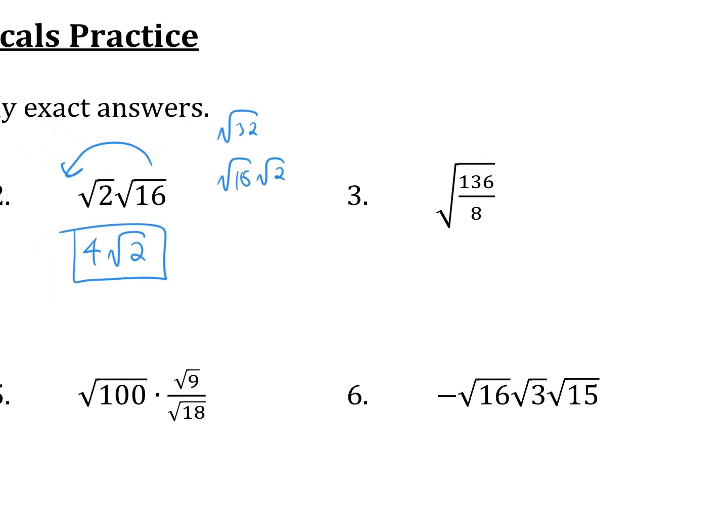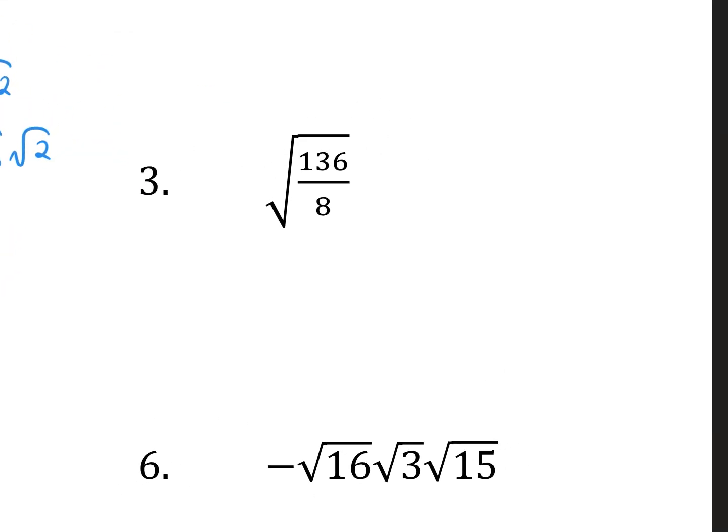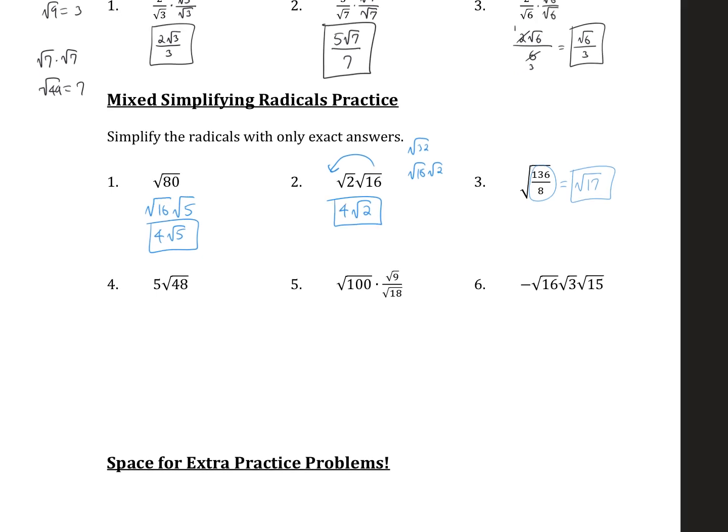Number 3. Now, if we have a fraction of radicals, or a radical of a fraction, we could split this, or we could also divide it here. What I'd probably do is divide this, right? So 136 divided by 8 is going to be 17. We just get square root of 17. I would just divide what's under the radical here. Very cool.